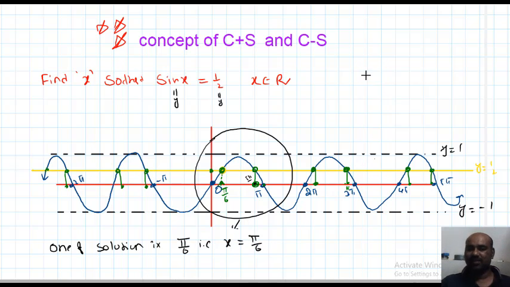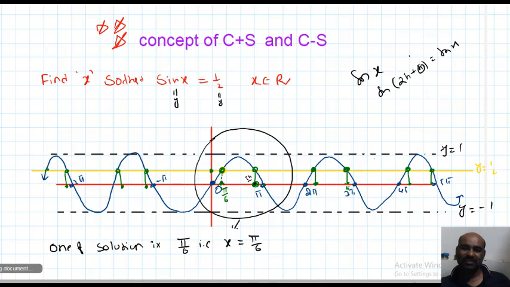Important. Students listen. Sin x is a periodic function with period 2 pi. What is the meaning of that? Sin of 2 pi plus x equal to sin x only. So instead of x, if you write pi by 6, sin of 2 pi plus pi by 6 is also sin pi by 6 only. So pi by 6 is one solution. Automatically 2 pi plus pi by 6 is another solution, 4 pi plus pi by 6 is another solution, 6 pi plus pi by 6 is another solution.